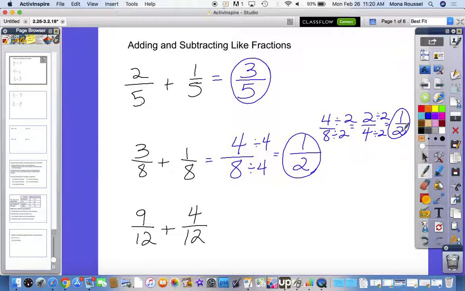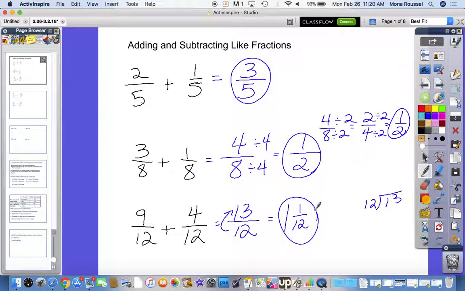When adding 9/12 plus 4/12, we're going to add the numerators. 9 plus 4 is 13. 12 is your denominator. Then we have to see, is this improper? And yes, 13/12 is an improper fraction. So we have to divide 12 into 13. You can do that on scratch paper like this if you would like, or you can do it mentally. 12 goes into 13 one time. The remainder would be 1/12, which cannot be simplified.